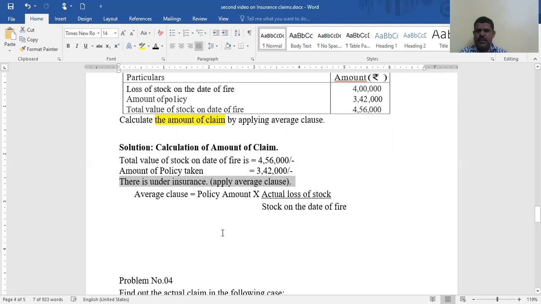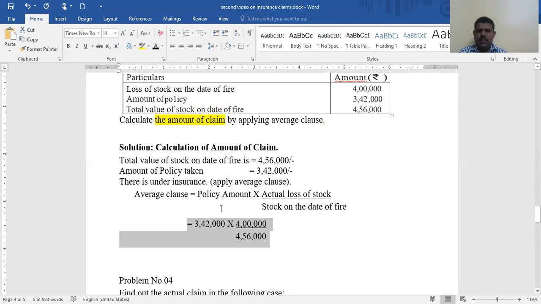Once the formula has been written, substitute all the information in the formula and get the answer. Here, the amount of policy is 3,42,000. Actual amount of loss is 4 lakh. Stock on date of fire is 4,56,000. So simplify this and get the answer. If we simplify this, we get the answer as 3 lakh. So therefore 3 lakh is the amount of claim.